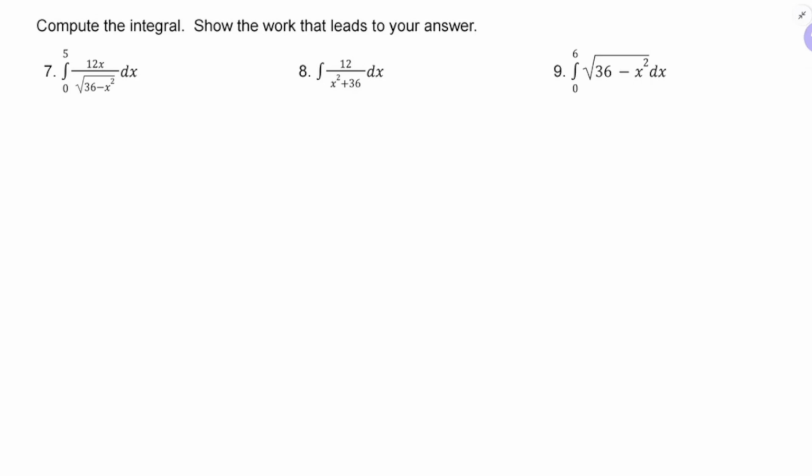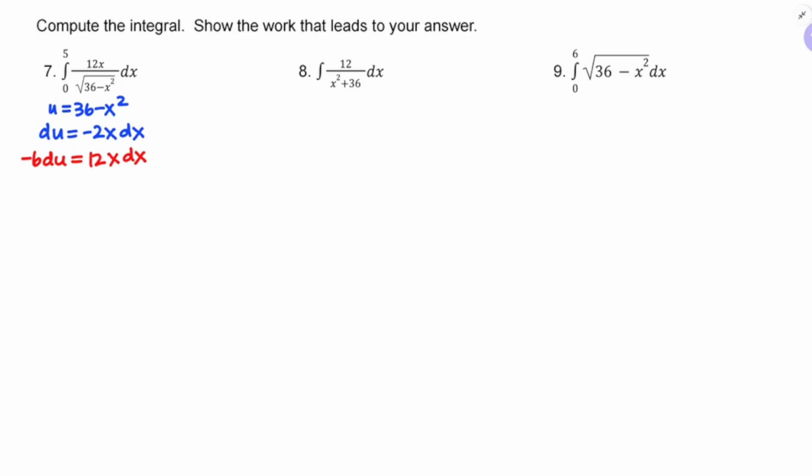I'm going to have to use a u substitution, because the derivative of 36 minus x squared is going to be proportional to 12x. So I'll let u equal 36 minus x squared, meaning du is negative 2x dx, but I don't have that. I have positive 12x dx. So I'm going to multiply both sides by negative 6. I'll have negative 6 du equals 12x dx. And now I'm going to convert the bounds.